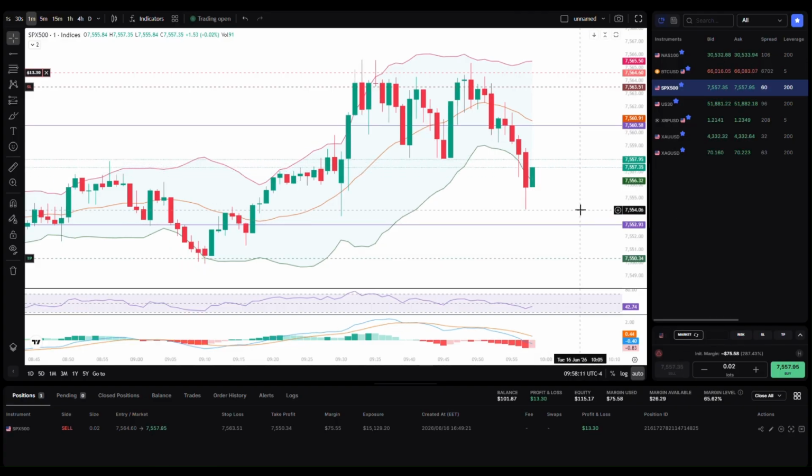It says 554. So right now, 556 should be acting as resistance, which is right there. I'm hoping for one more leg down to take me to my take profit. Yep, there it is, rejecting.